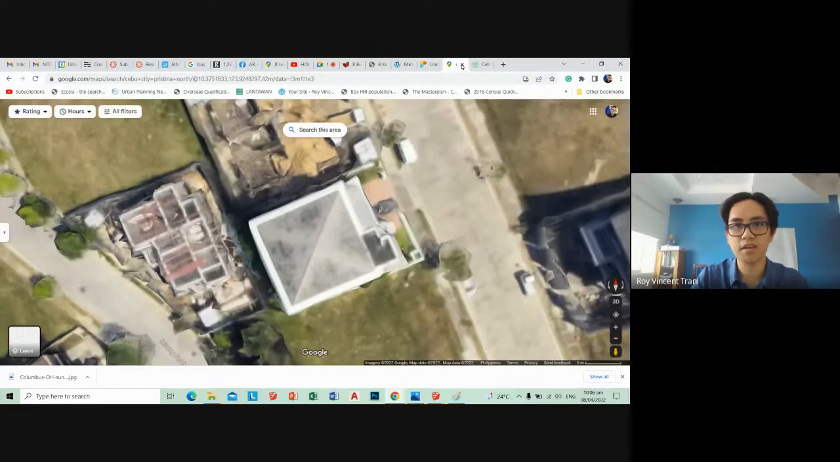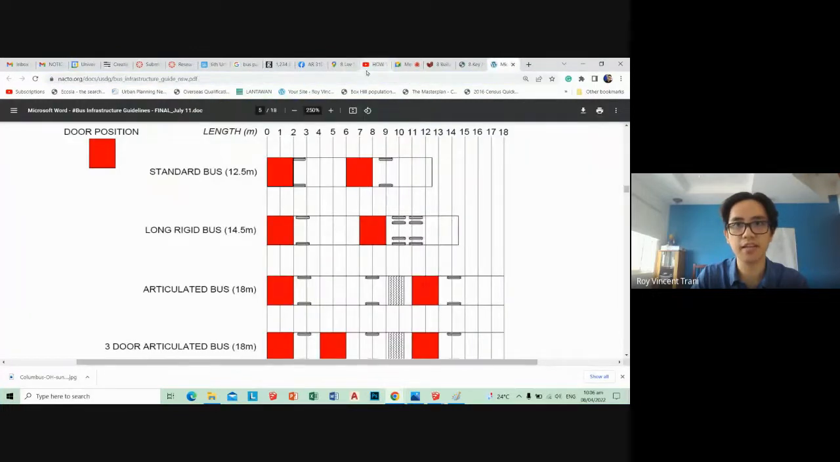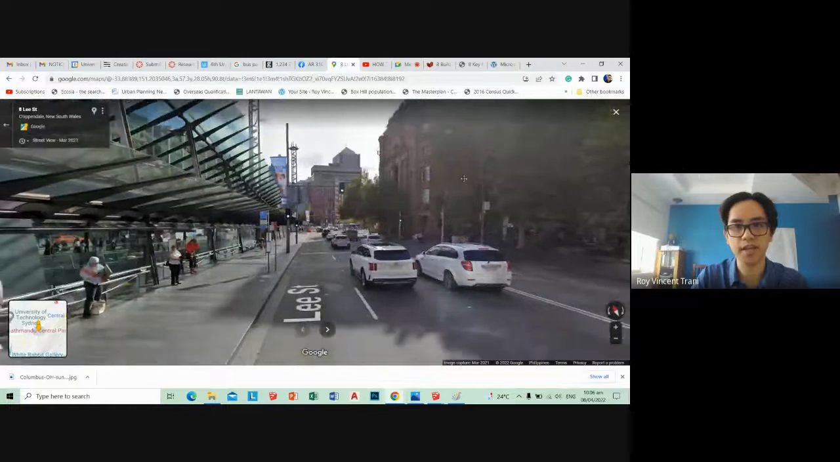Okay, so we don't need that. Longitude. Latitude, don't need that. Don't need that. I had a thing open. Where did it go? Anyway, yes.